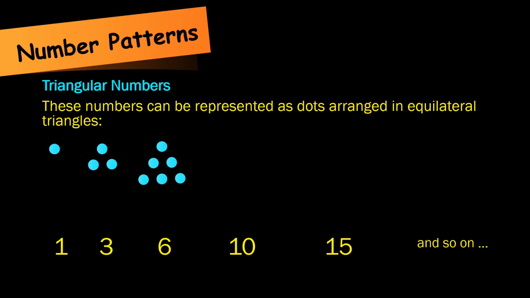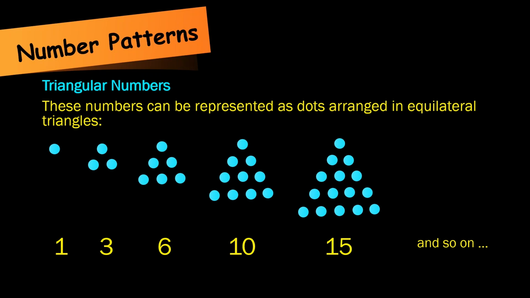The number 6, or 6 dots, can be arranged as an equilateral triangle as shown here. And similarly for 10 dots being arranged as an equilateral triangle here. And now for 15 dots arranged as an equilateral triangle here. And so on.